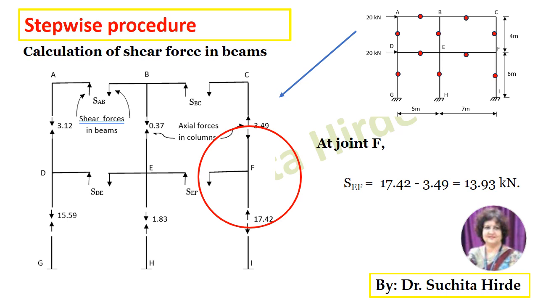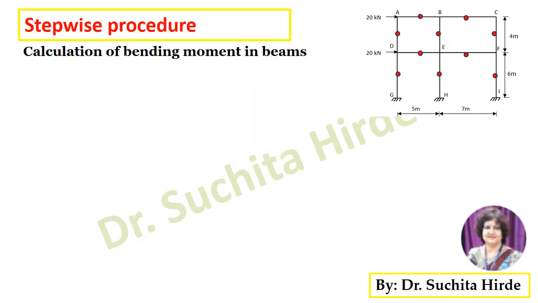In the same way, we can calculate shear force in beam EF, which is equal to 13.93 kilonewton. This is how we calculate shear forces in the beam. Since our ultimate aim is to draw the bending moment diagram for this frame, we are interested in calculating the bending moments in beams and columns. So first of all, we will start with calculation of bending moment in beams.